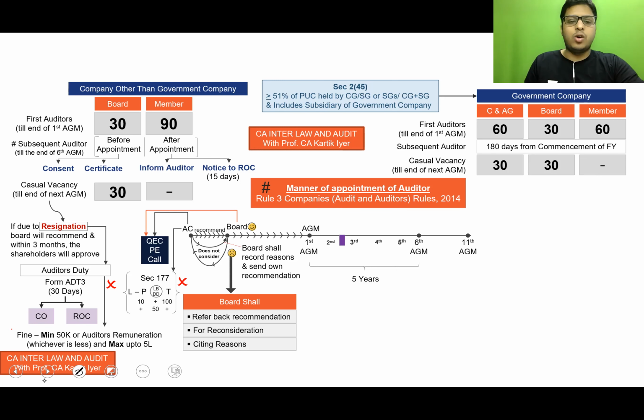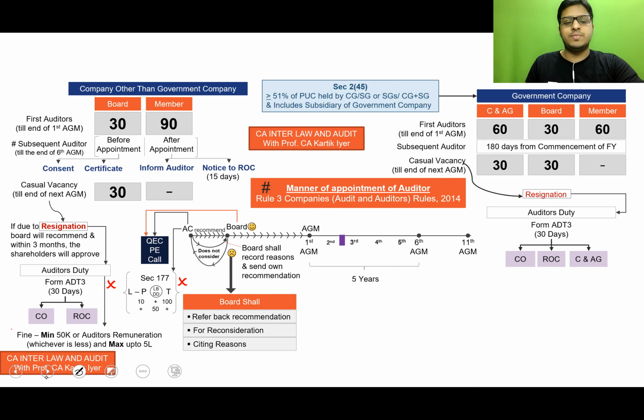Now, however, the resignation provision stays the same. Resignation is simple. The auditor's duty is to give Form ADT-3 within 30 days to the company, the ROC, and also to the CAG. And the penalty has changed for this part as well. That is 50,000 or the auditor's remuneration, whichever is less. And after the default has been made, that is the penalty that you have to pay. After the first day, if the default continues, then you have to see the period of the continuous default.